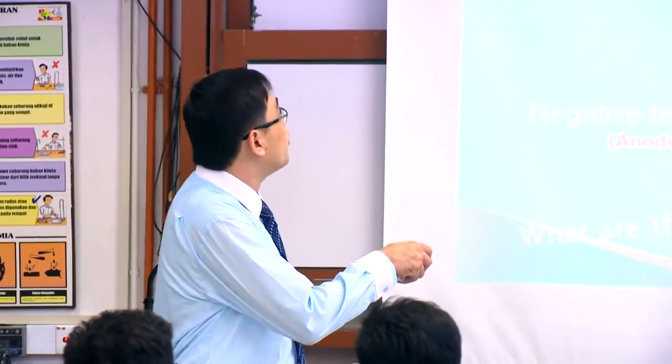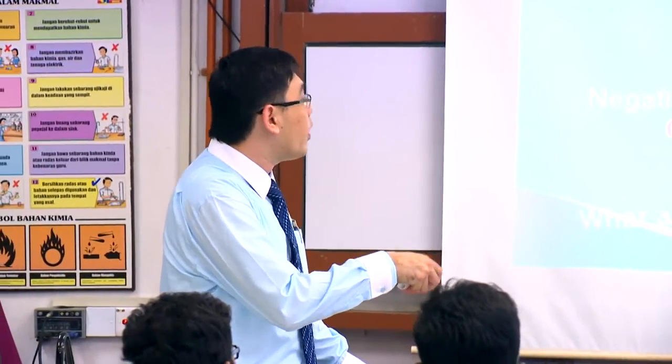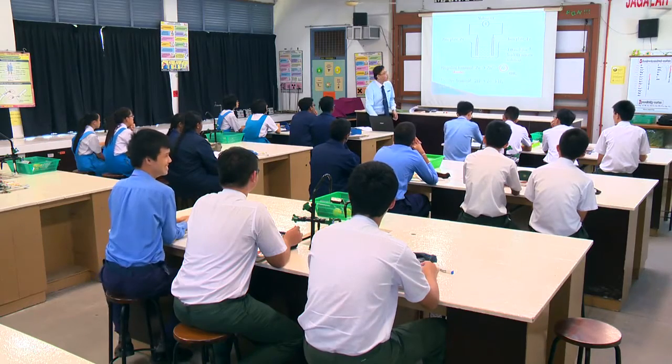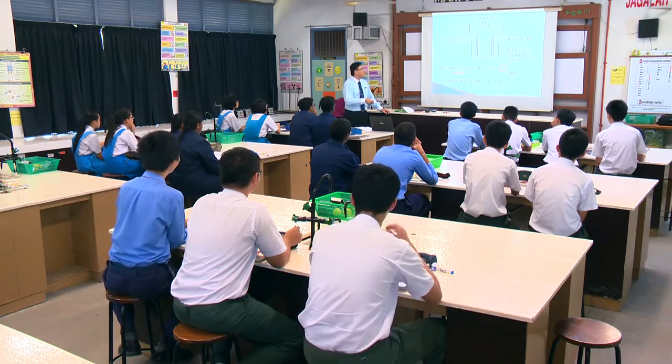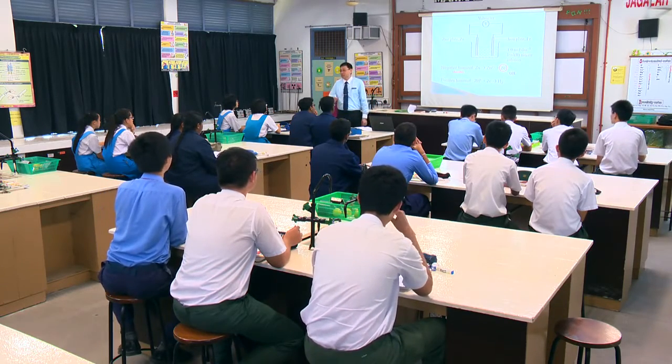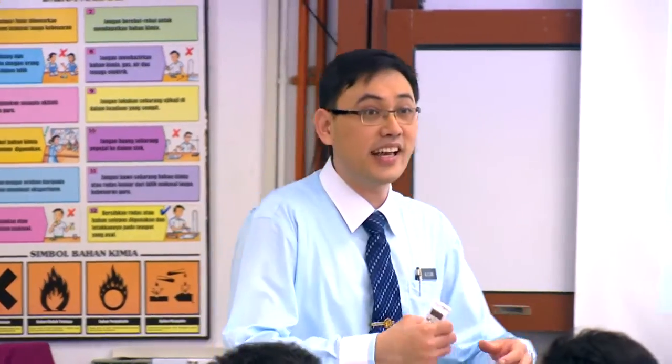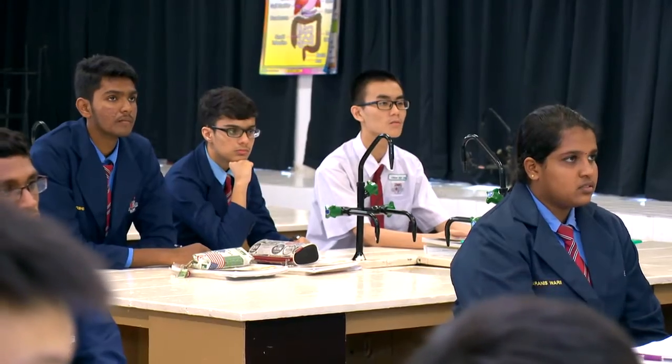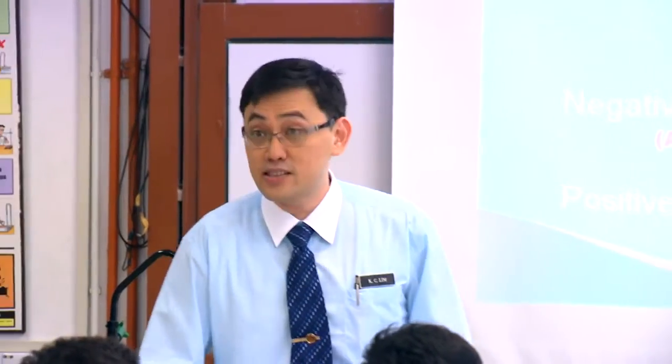And in the positive terminal, when the electron moves into the solution, we know what cations are present? Pb2+ ion, some more? H+ ion. And from here, we know that the hydrogen ion will gain the electron to become hydrogen gas.